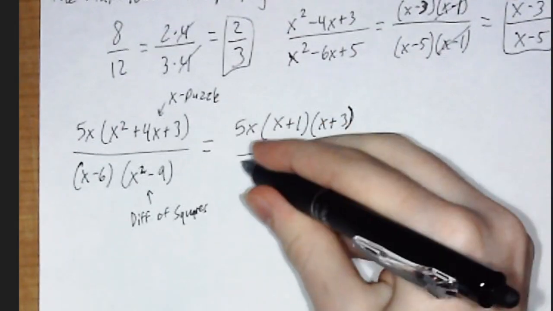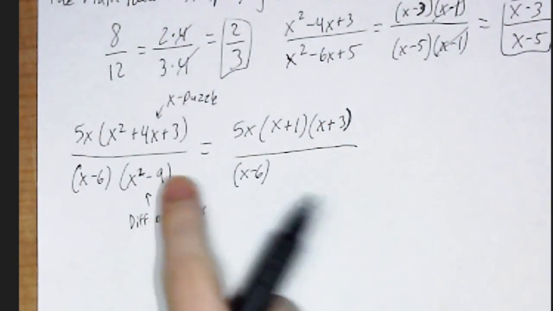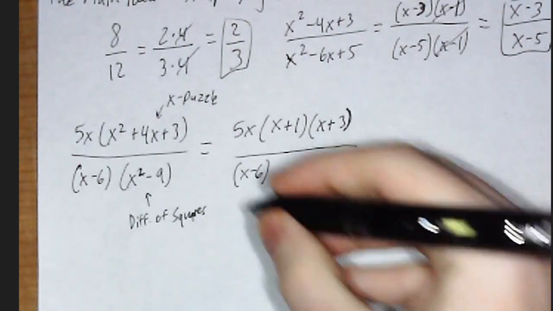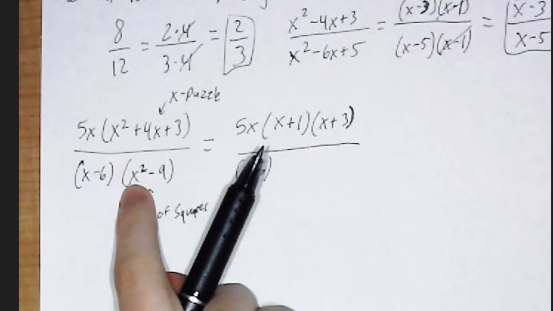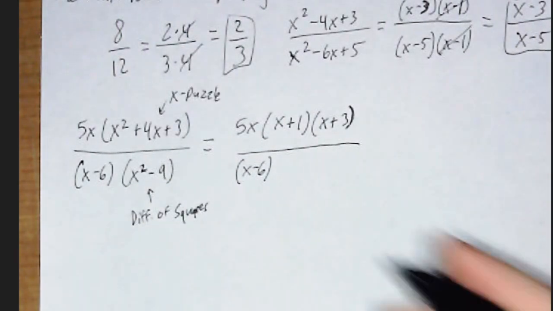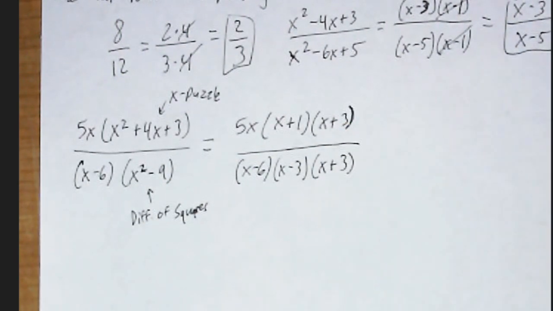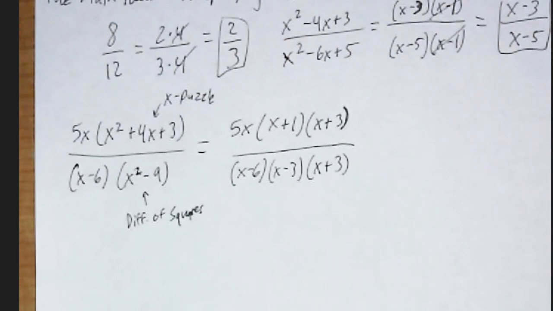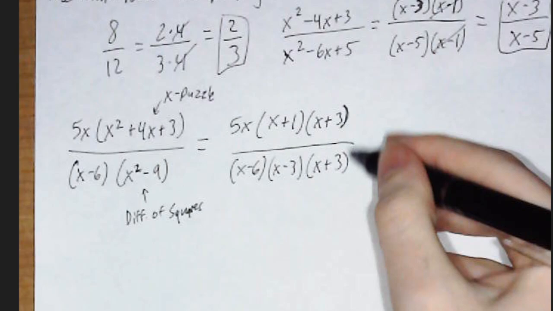And on the bottom we have this x minus 6, from here. And x squared minus 9 is a difference of squares. So we have x squared and then minus 9. So this is x squared and 3 squared. So we end up with x minus 3 and x plus 3, like this. The order in which you put these doesn't really matter, because in the end, the x plus 3 is going to get canceled anyways.